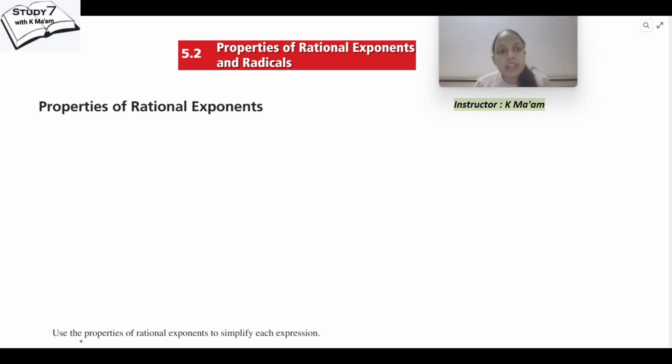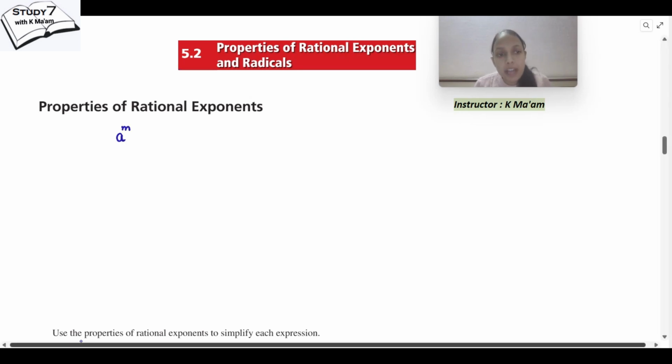In the product of powers, if you have a term a to the power m, it is multiplied with a to the power n. The bases are the same and they are multiplied, so the powers will add. So a power m plus n. So this is known as the product of powers.